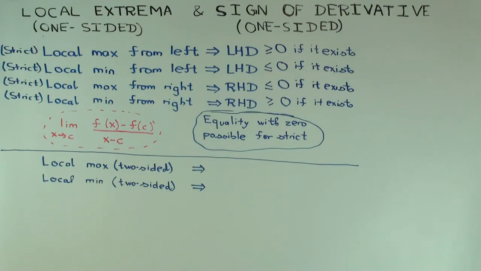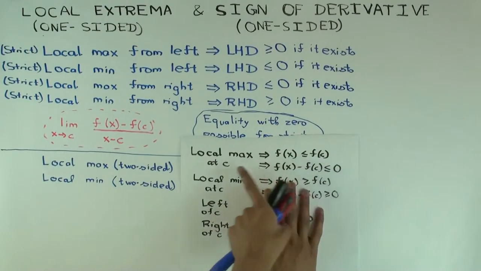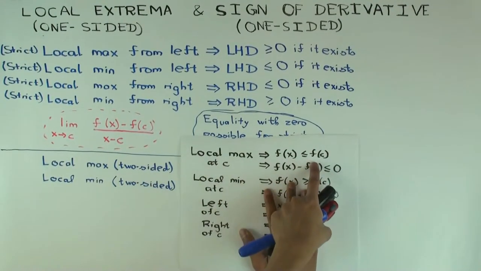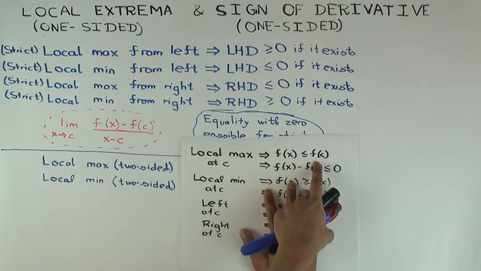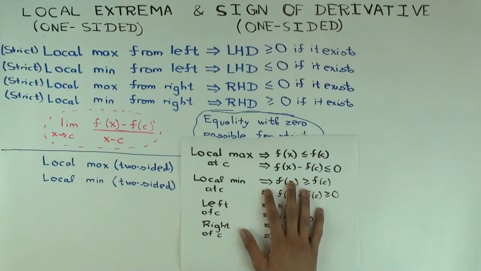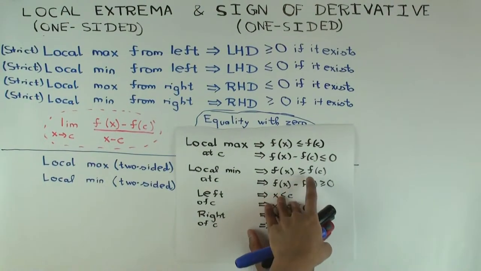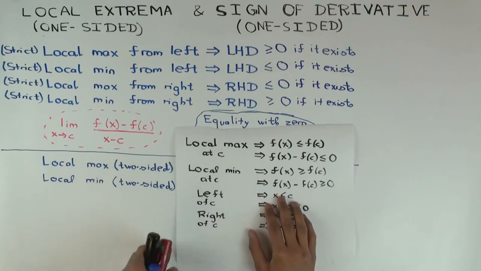Okay? Now, a couple of remarks. First of all, what's our strategy going to be, roughly? We'll look at two-sided local max. By the way, what does two-sided local max mean? Local max at a point C means f of x is less than or equal to f of C for x to the immediate left and the immediate right of C. So it's defined on both left and right, and the values on the left and right are both less than or equal to f of C. And local min would mean that f of x is greater than or equal to f of C for x to the immediate left and the immediate right. That's what the two-sided terms mean.